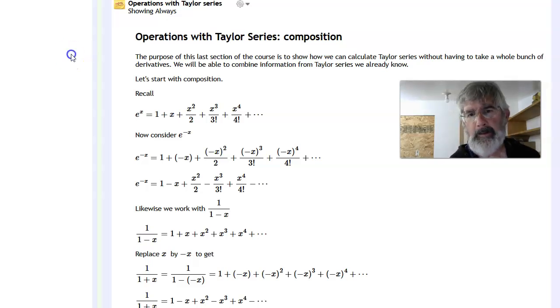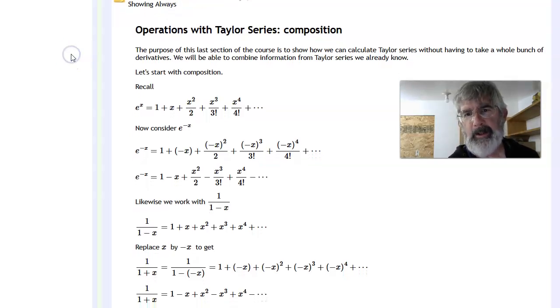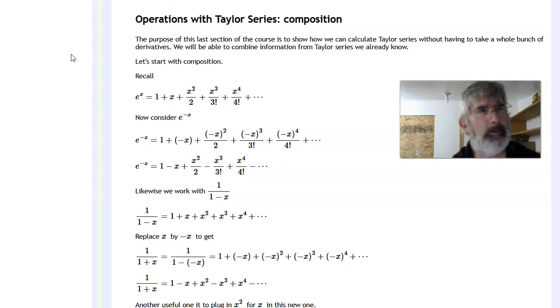All right, here we go. This is the end of the course, or at least the beginning of the end. This last section is all about taking Taylor series that we know and working them together in different ways to create Taylor series of other functions without having to take a gazillion derivatives each time, right?